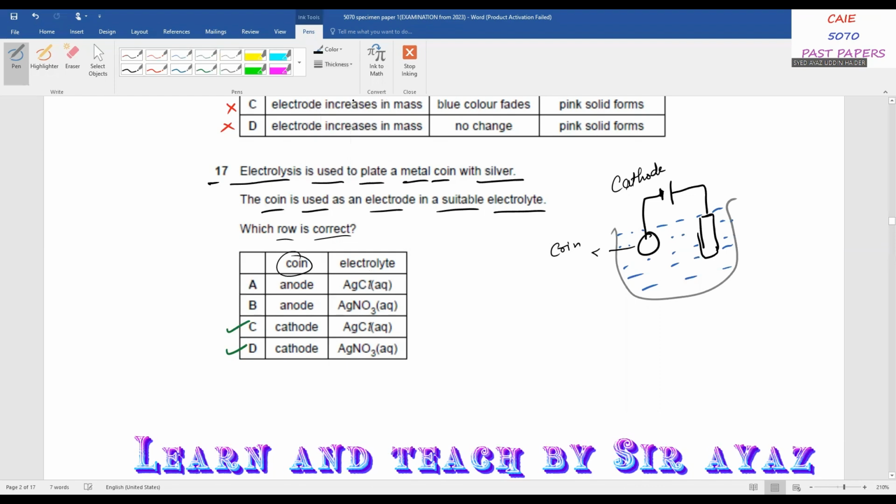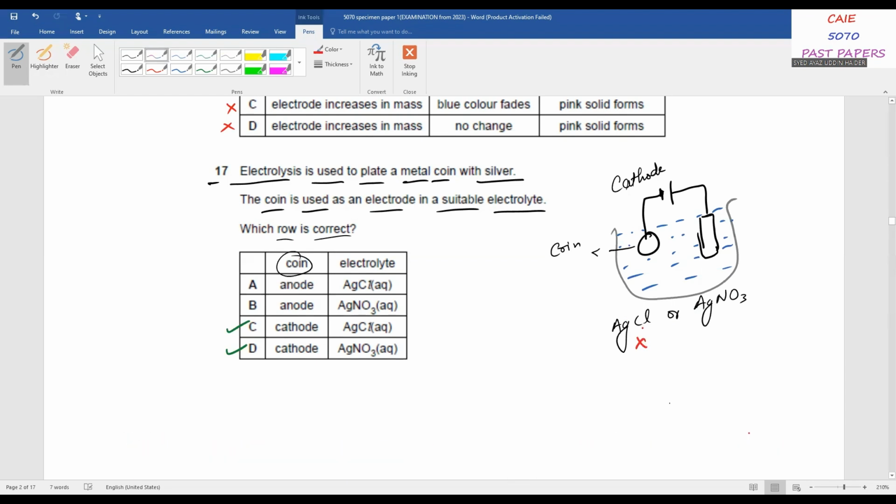Electrolyte. Now you can have either AgCl or AgNO3. AgCl is incorrect. The reason is that in AgCl, Cl will get deposited at anode to form chlorine gas, and chlorine gas will react with silver. So we need silver ions to be compensated in the solution, and it should be coming from one of the electrode, and which is anode here.